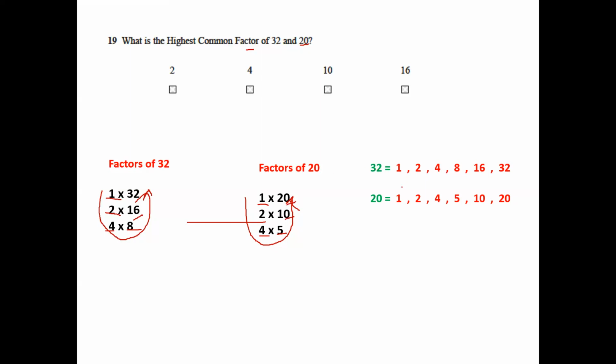You can write the factors of 32 and 20 like this. And out of these factors, see what are common. So 1 is common, 2 is common, 4 is common. Common means we can see it in both lines. And out of these common factors, what is the highest? The highest one is 4. Therefore, the highest common factor of 32 and 20 is 4.